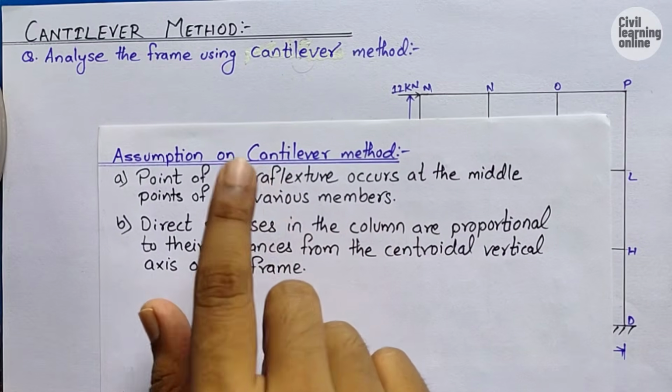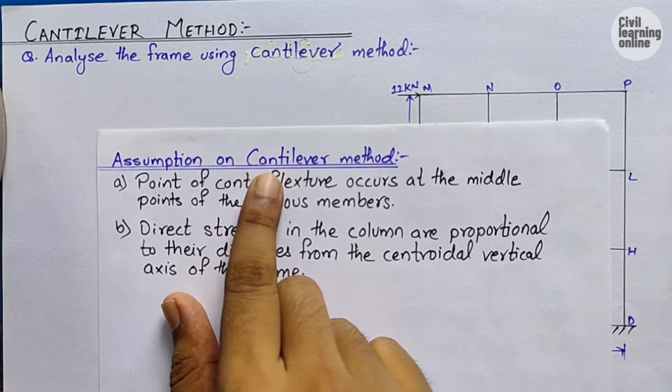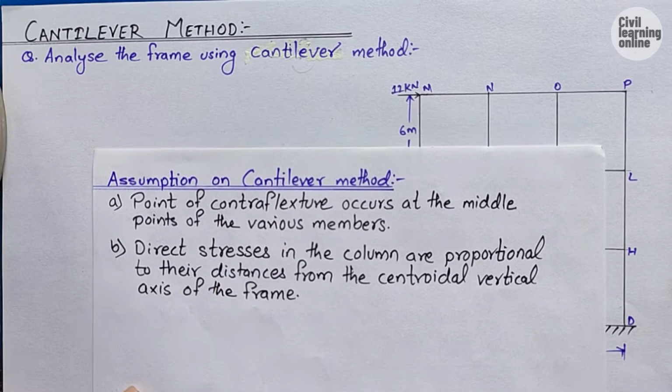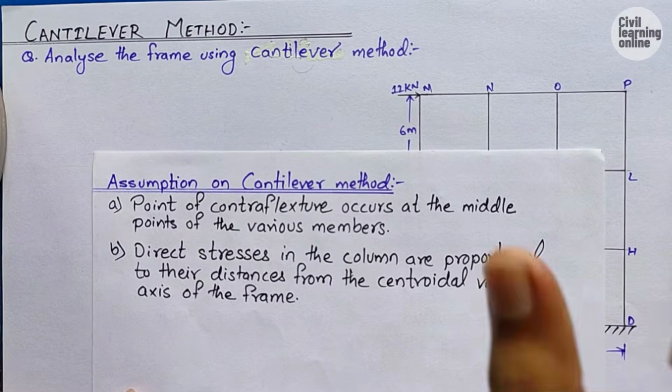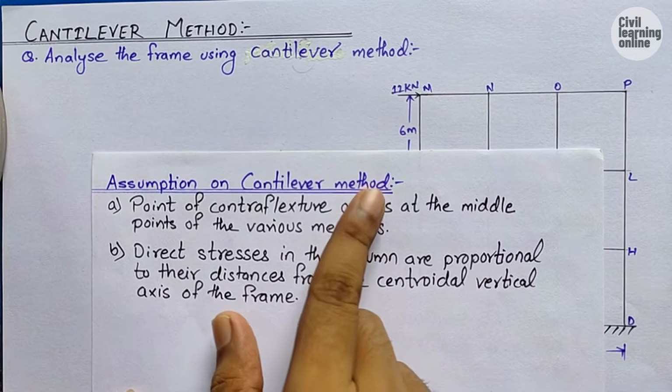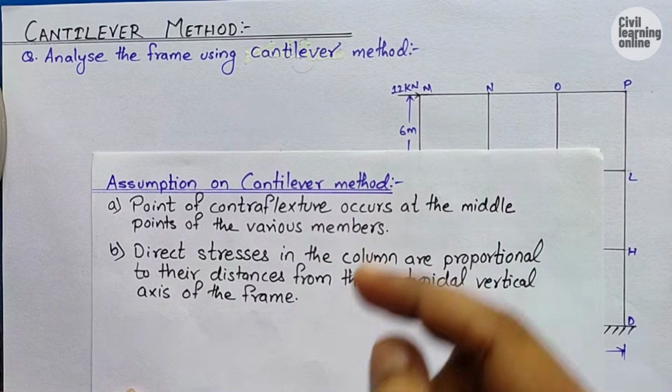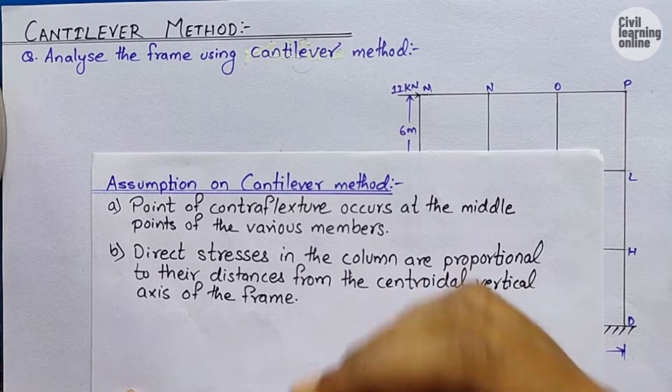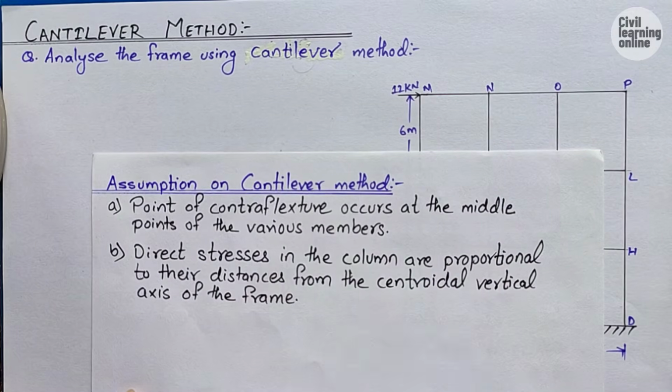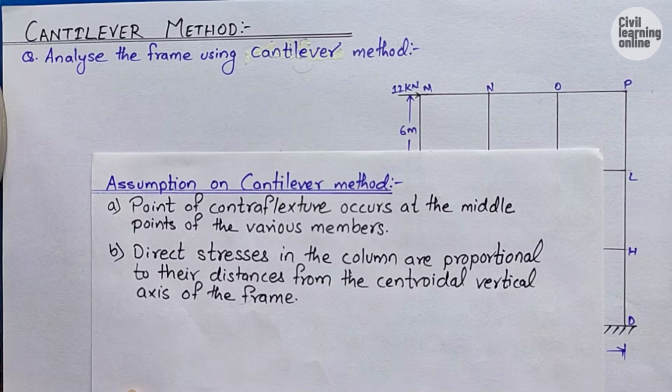And if you ask me what is point of contraflexure, it is a point where the sign of the bending moment diagram changes. Means if our bending moment diagram is positive, then at the point of contraflexure it changes from positive to negative. Similarly, if it is negative, then it changes from negative to positive. That point is called contraflexure.